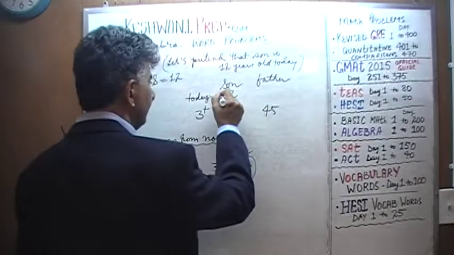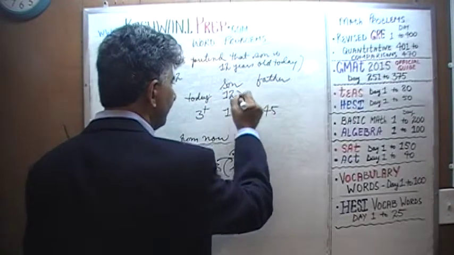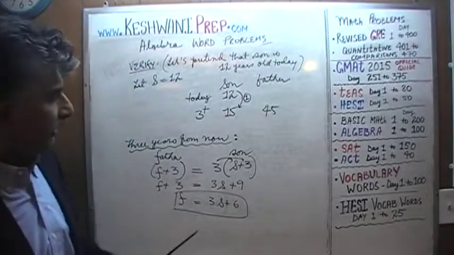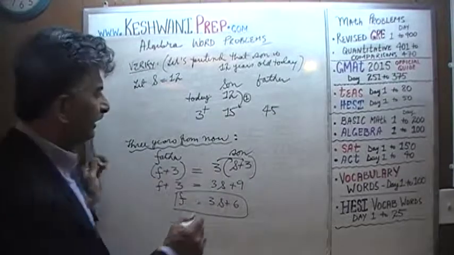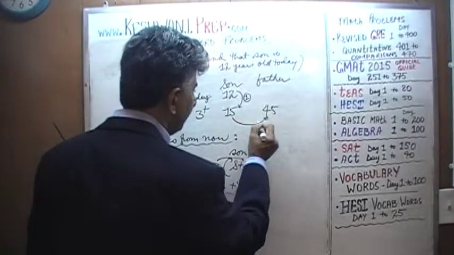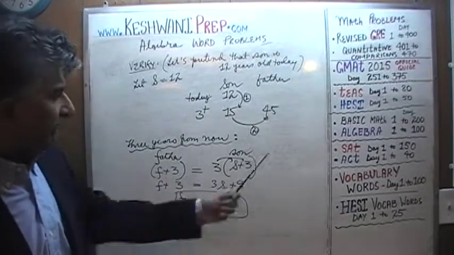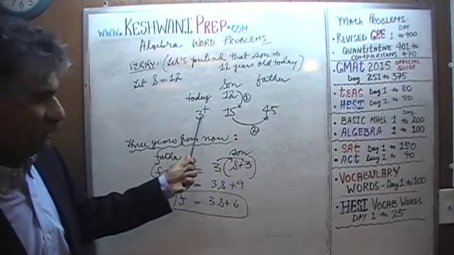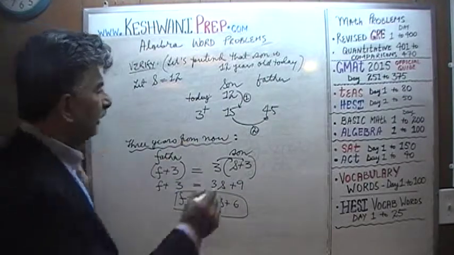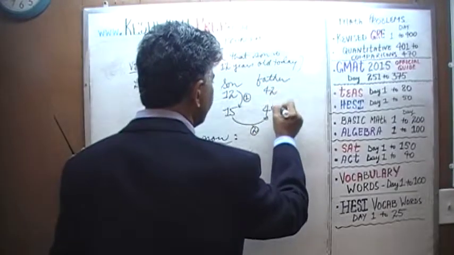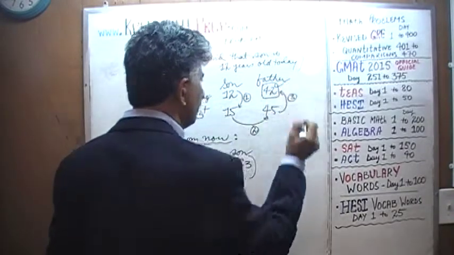So this is the sequence. This is the first step. We pretend that son is 12 years old today. If son is 12 years old today, then he'll be 15 3 years from now. If son is 15, then based on that, father better be 45 years old 3 years from now. That's the second step. Well, if father is 45 years old 3 years from now, then today, father better be 42. That's the third step. This is our answer. Father is 42 years old.